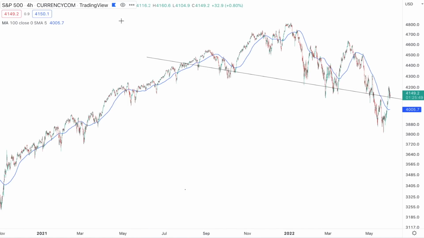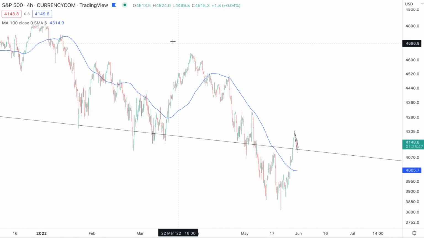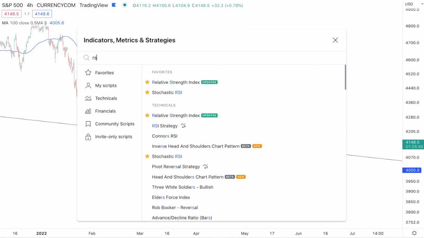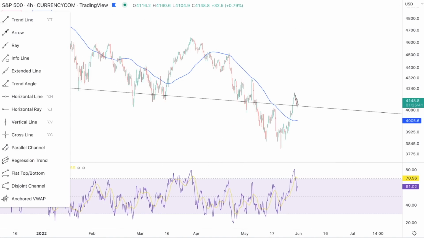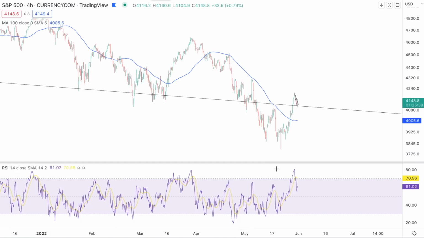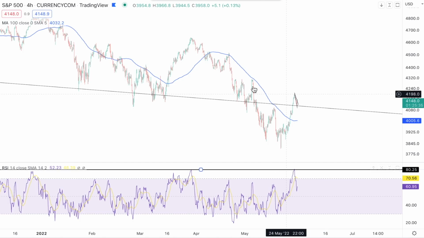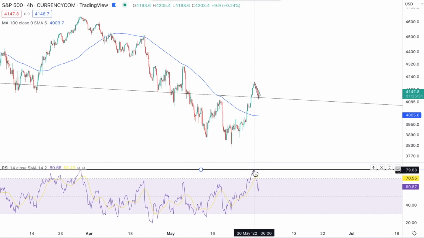Now, if I jump to the 4-hour time frame, and I don't like to look at the short-term technicals too much because they can lead you in the wrong direction, but look at what happened here with the RSI. We got very, very overbought here. Unfortunately, I didn't discuss that in the last video, but seeing the RSI so overbought is generally not a very good sign in the very short term.